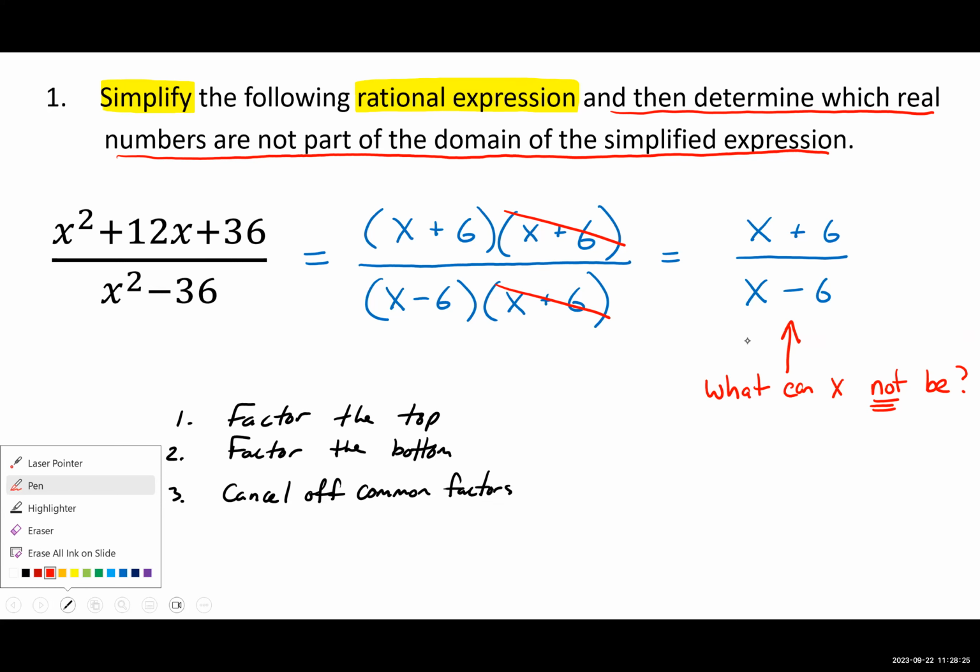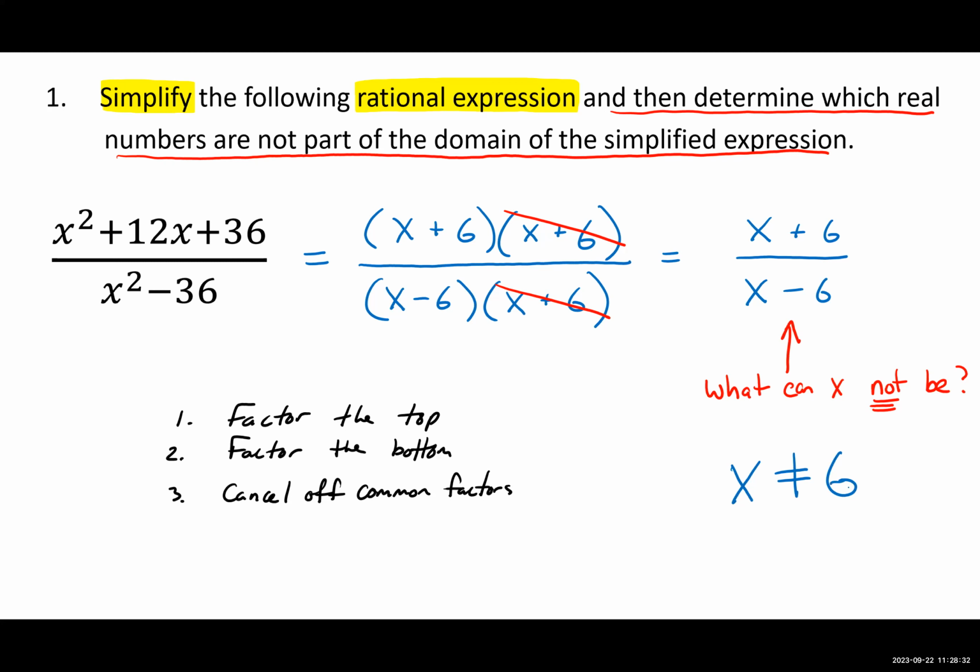Well, x can't be 6. And the reason x can't be 6 is because if you substitute or evaluate x as the number 6, you plug in a 6 where there's an x. So you take away the x, you put in a 6, you get 6 minus 6, which is 0 on the bottom, which you can't have. So the only number that x cannot be, or is not part of the domain, would be the number 6.